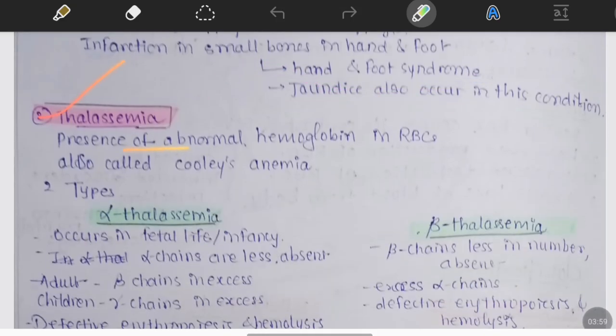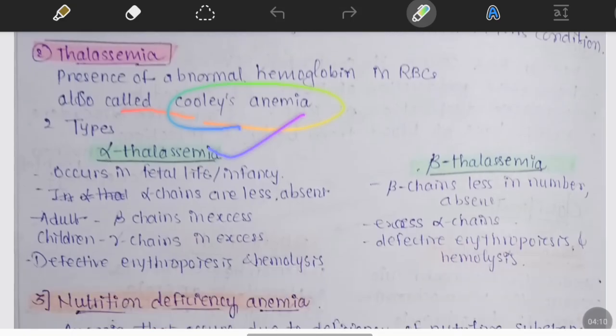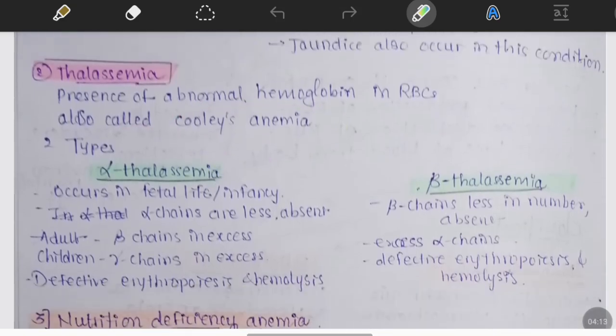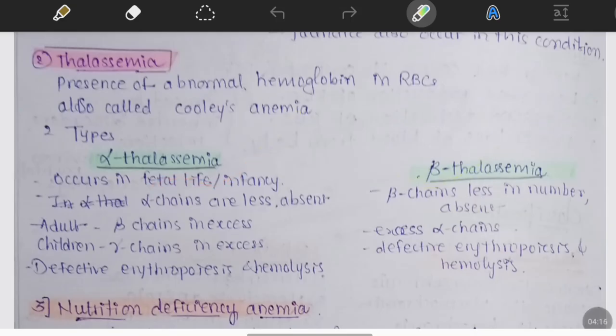Next, thalassemia. It is the presence of abnormal hemoglobin in the RBCs. It is also called Cooley's anemia. There are two types of thalassemia: alpha thalassemia and beta thalassemia. Alpha thalassemia occurs in fetal life and infancy, and alpha chains are reduced or may be absent. In adults, beta chains are in excess, and in children, delta chains are in excess. There is defective erythropoiesis and hemolysis. In beta thalassemia, beta chains are reduced in number or may be absent, and excess alpha chains are present. Defective erythropoiesis and hemolysis are there.